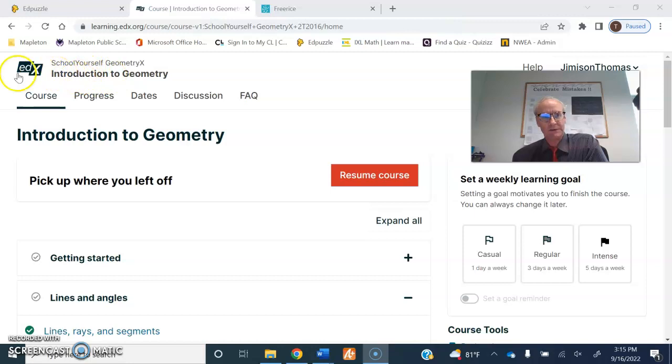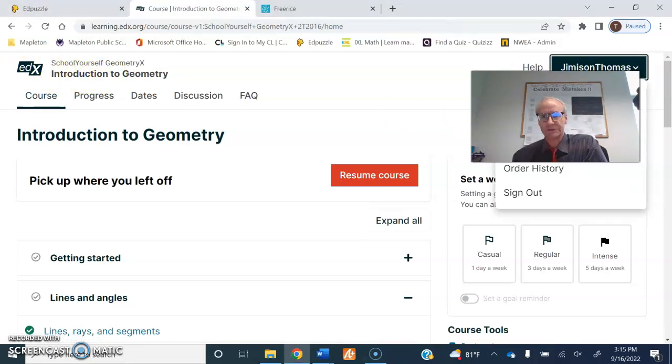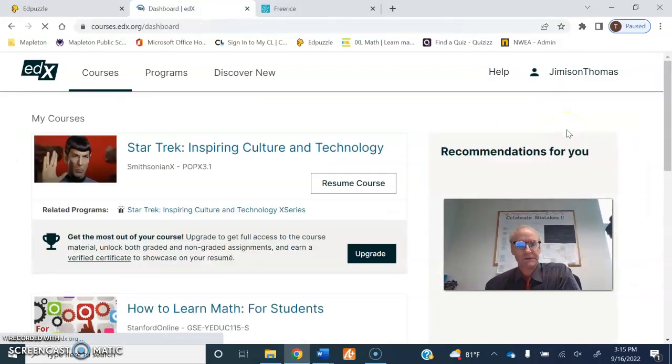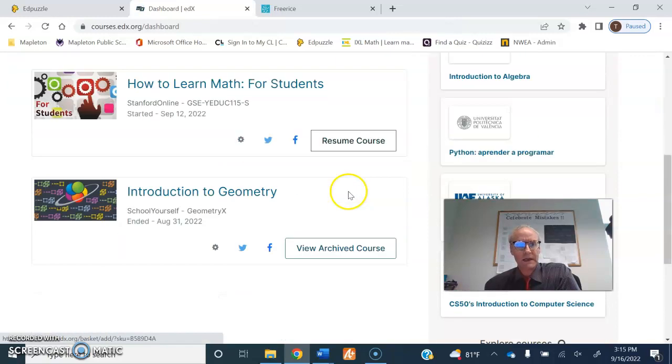This is the EdX platform, and I'm going to go ahead and go to my dashboard. There it is. This is going to be my dashboard. Right now, I have asked every student in geometry to join this class, which is How to Learn Math for Students, and this is from Stanford University.